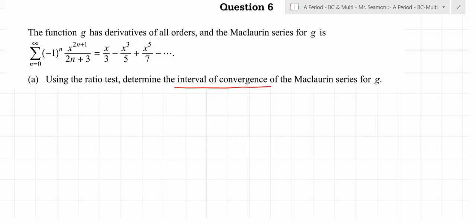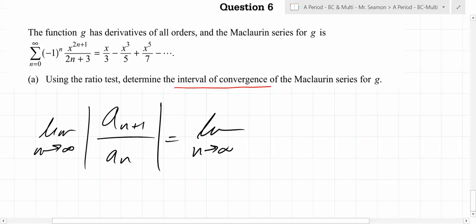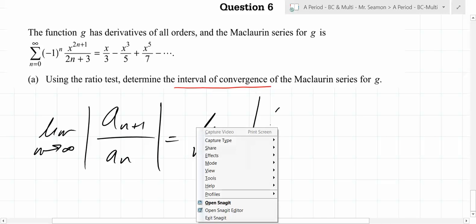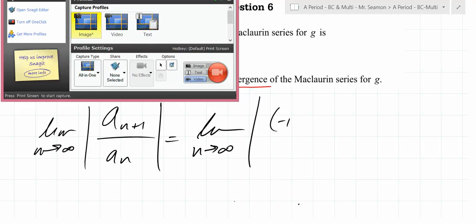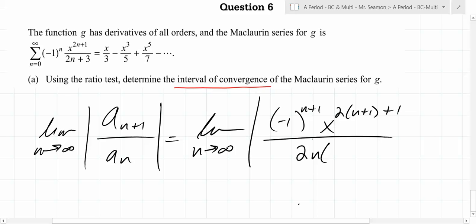Good. Okay. So again, what are we doing here? We're doing the limit as n goes to infinity of what? The absolute value of what? a sub n plus 1 over what? a sub n. So that's going to be the limit as n goes to infinity of, what's the next one? It's going to be negative 1 to the what? Negative 1 to the n plus 1. x to the 2 times n plus 1, all over 2n, wrong parentheses, sorry. 2 times what? I always have to do this out because it's really easy to miss one.